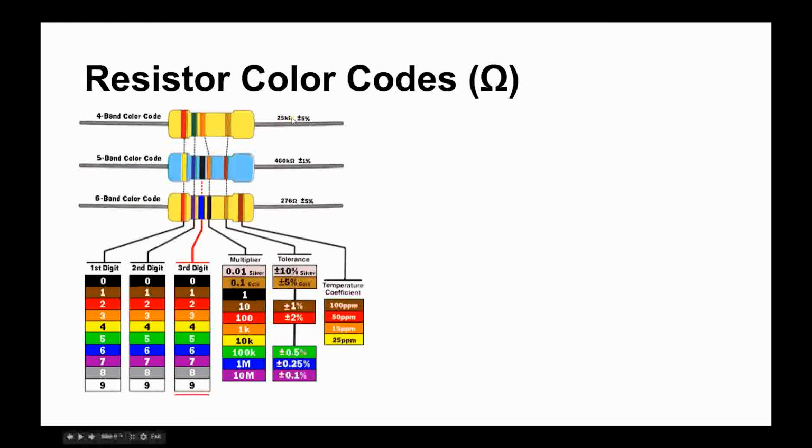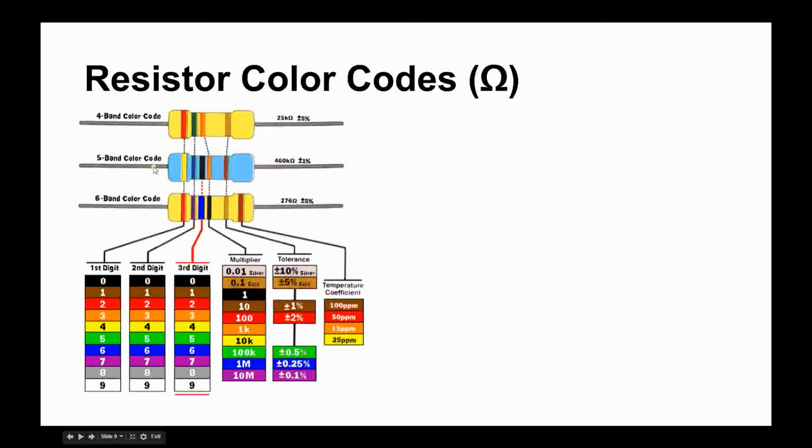And this Greek letter omega stands for ohms. So the units that we read resistance in is ohms. And then finally, this fourth band here tells us the tolerance of this resistor. This is a gold band, so the chart tells us that it's going to have a tolerance of plus or minus 5%.